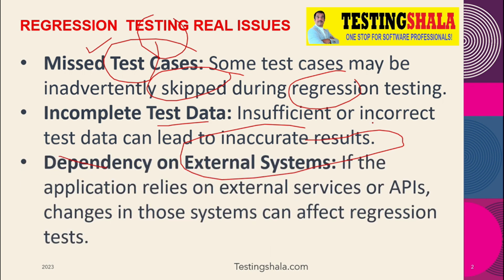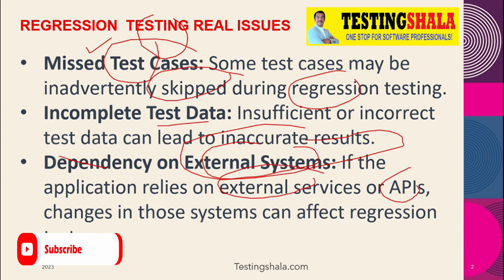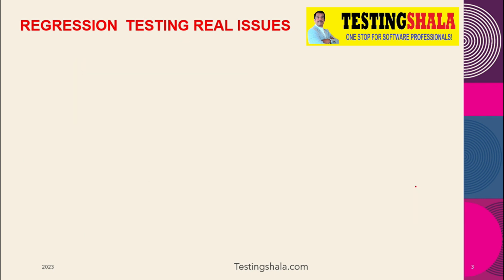And the third one is, if there is a dependency on an external system, then you should solve those problems as well. Especially there are things like external services or APIs. If you have not planned properly, then when you try to execute the regression test cases, you may see failures, because there is a dependency that needs to be fixed before proceeding to any kind of regression testing.